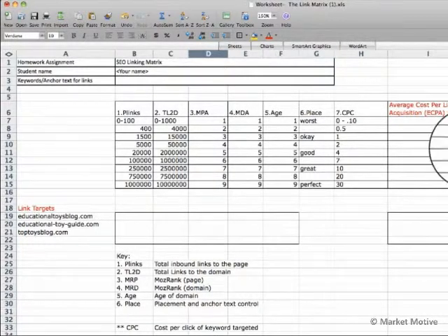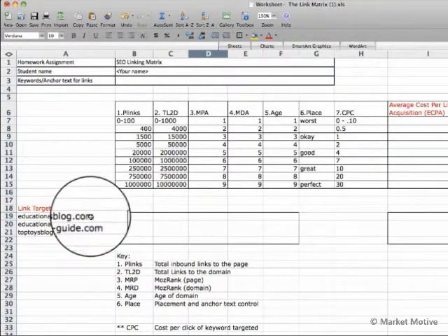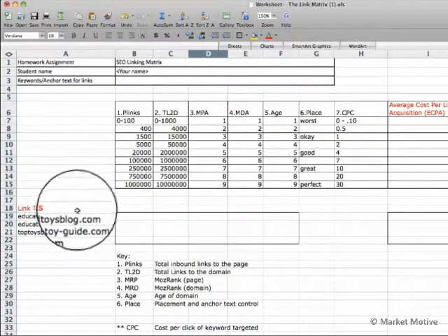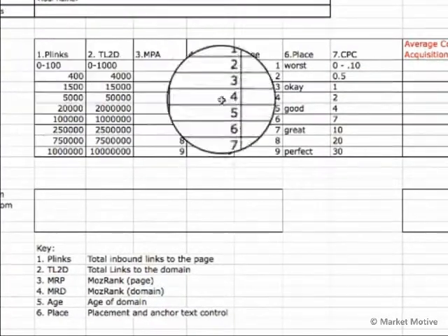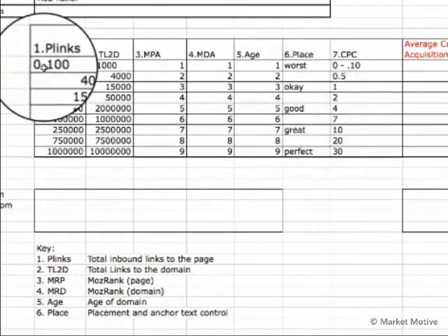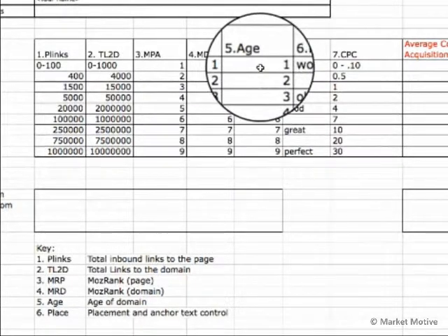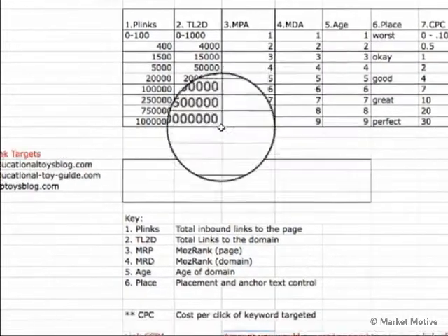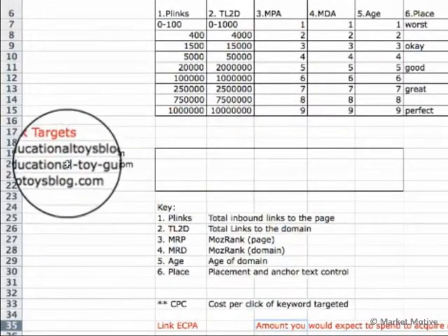We're going to pick 3 link targets. In this case, we're working on an educational toys site, and we're going to look at a handful of factors: 7 factors in total, and 5 that we want to fill out the criteria for. I'll show you how to fill out those criteria using the tools that we have access to. So we're going to look at these 3 sites. These are our link targets.